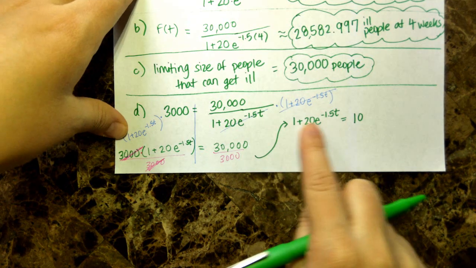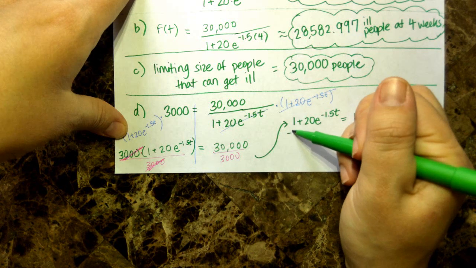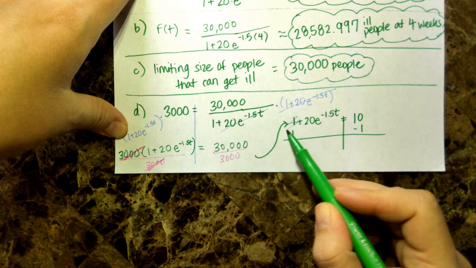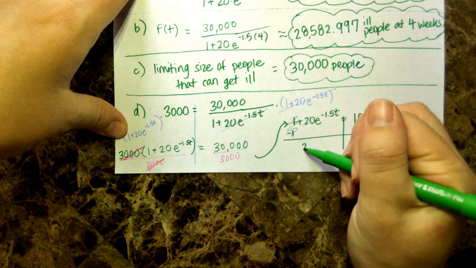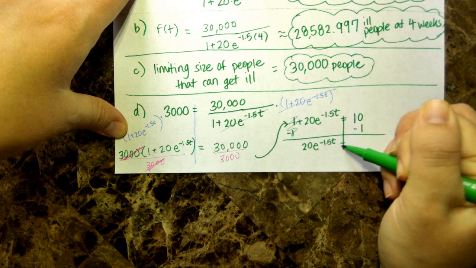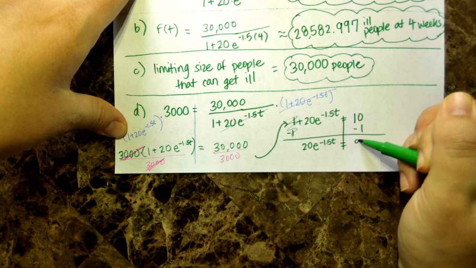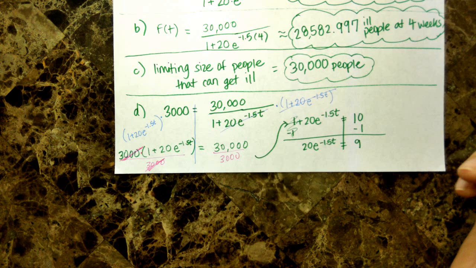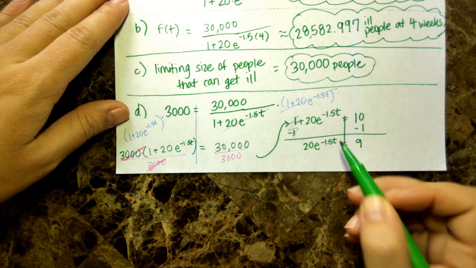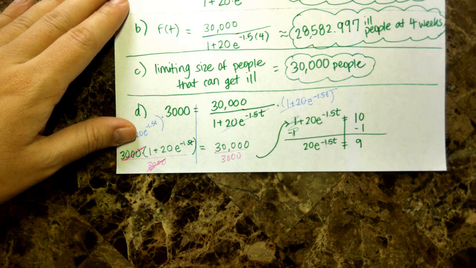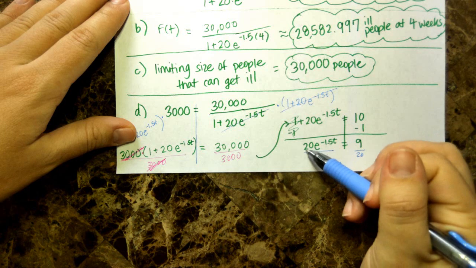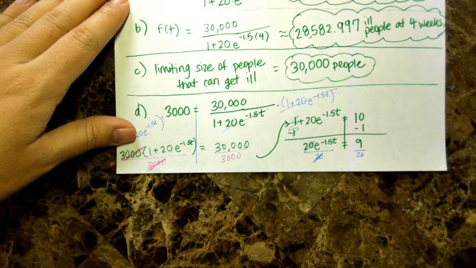Okay. I'm solving for t. So I'm just going to start with this left-hand side. I'm going to subtract 1 from both sides. 1 minus 1, those cancel out. I'm left with 20 times e to the negative 1.5t. 10 minus 1 is 9. Okay. I'm going to get rid of this 20 next. 20 is being multiplied by e to the negative 1.5t, so I'm going to just divide both sides by 20. 20 divided by itself cancels.